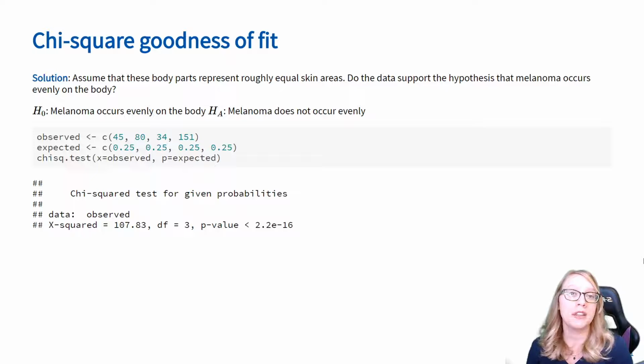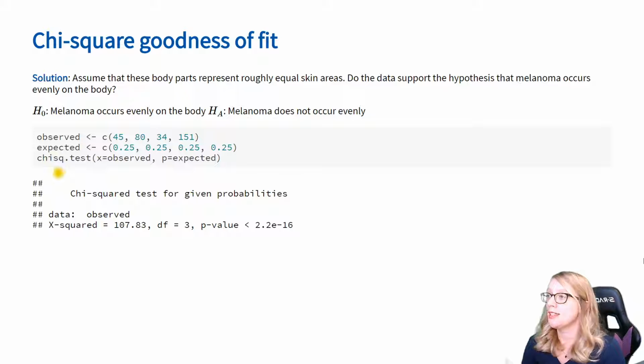So if they're evenly likely, we would expect 25% of cancers to occur on the head and neck, 25% on the trunk, 25% on the arms, 25% on the legs. So that's where the expected proportions are coming from.